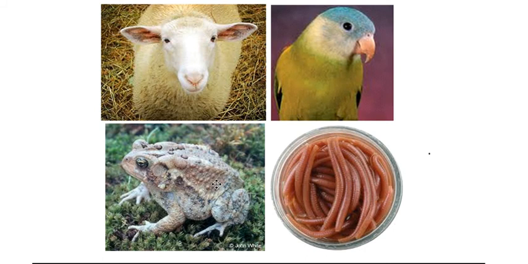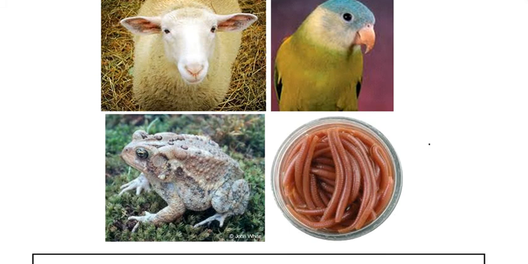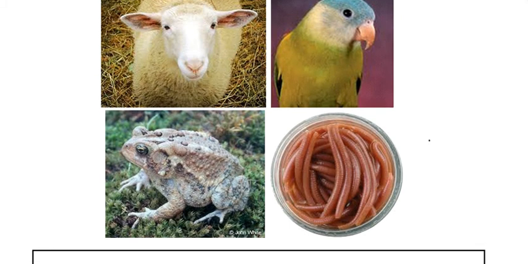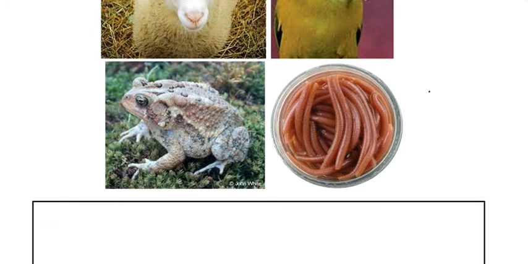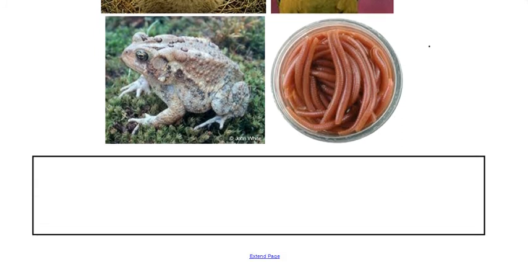I was a little surprised by this. Maybe you will be too, or maybe you'll find this interesting. All 4 of these animals have the same life expectancy. Each one of these animals has an expected life expectancy of 15 years. I was a little bit surprised that a toad or a worm would live 15 years. I was not so surprised by the sheep or the parrot, but I found that interesting.